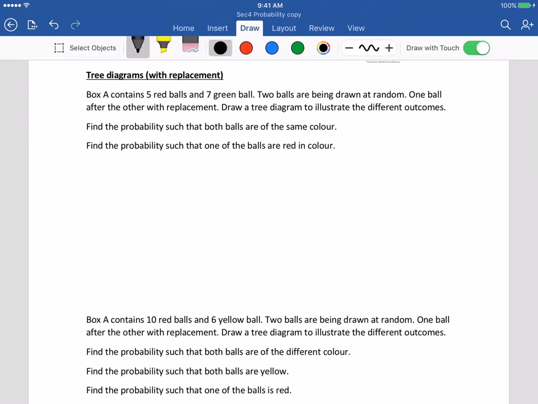Okay, let's move on. The next one is what I call tree diagram with replacement. It's actually the same thing, but now we are doing it with replacement. I think this is much easier than without replacement. Let's try first. Let's read the question. Box A contains 5 red and 7 green. 2 balls are being drawn at random, one ball after the other, with replacement.